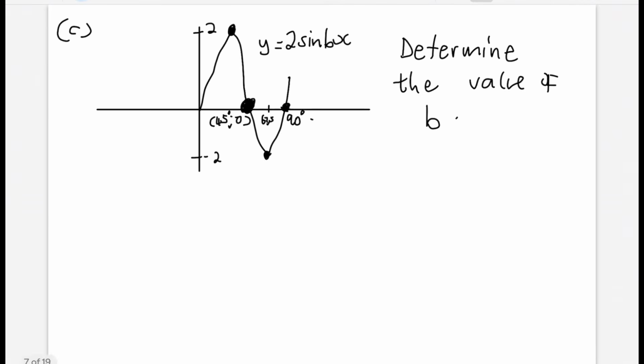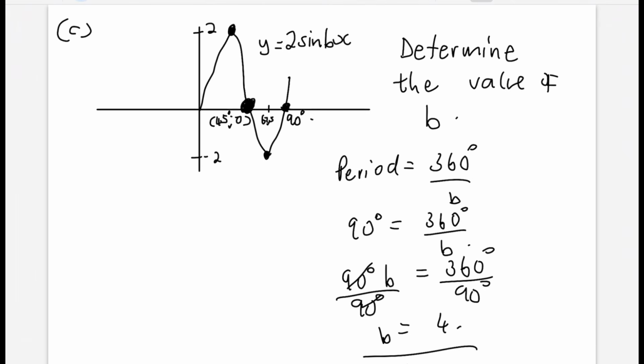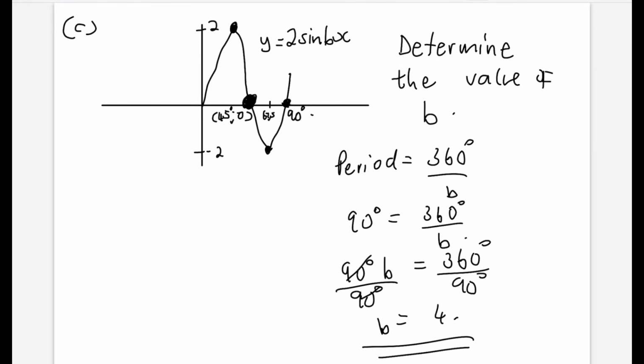As we can see, the period of this graph is 90 degrees. And the period is always equal to 360 over b. In place of period, I put 90, so 90 is equal to 360 over b. If I cross multiply here, 90 degrees times b is equal to 360. Solving for b by dividing by 90 degrees, I would get that b is equal to, now 360 divided by 90, that's 4. The value of b is 4. Great.